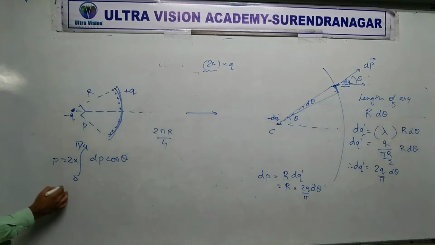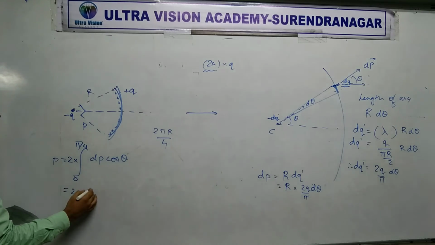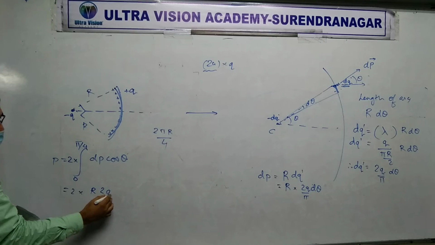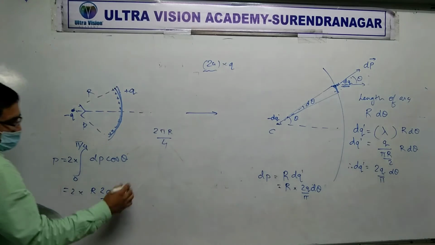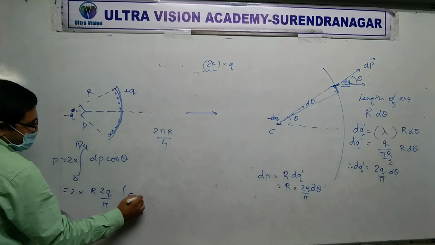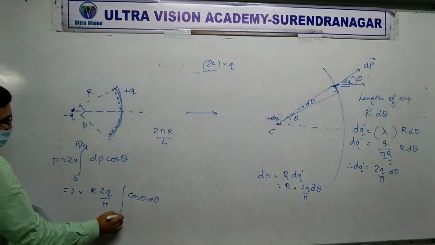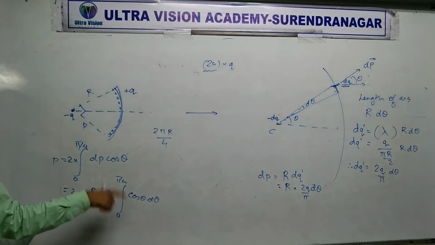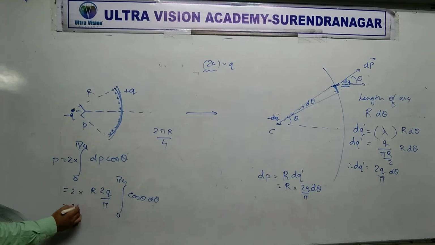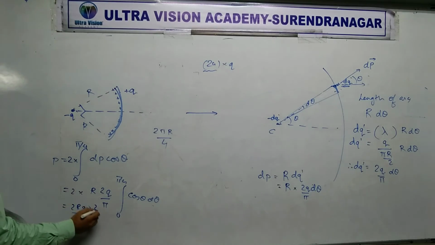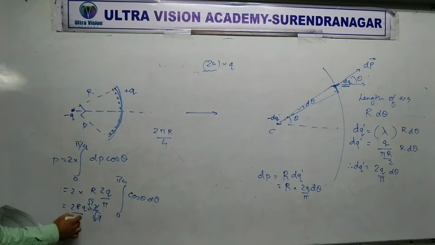a 2 into dp. What is dp? R is constant, q is constant, q by pi constant. Okay, integration. Then go on to cos theta d theta from 0 to pi by 4. Cos integration is sin. Sin pi by 4 is 1 by root 2, sin 0 is 0. What remains is 2r into q into pi, sorry, upon pi and into 2 by root 2. So root 2 cancels here, so 2 root 2 r cubed by pi.